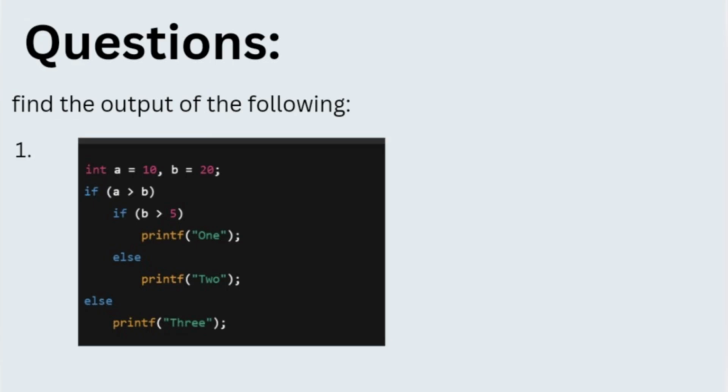Let's find out the output of this program. So first we set A to 10 and B to 20. We check if 10 is greater than 20, that's false. So we do not enter the inner if block at all. Because the outer condition is false, control jumps to the else that pairs with the outer if, not the inner one. That else runs this line. As a result, the program prints 3.